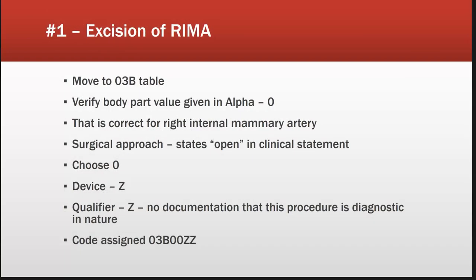We verify our body part value of 0. Then we choose our surgical approach. Per our clinical information, the surgical approach was open. The character value for that is 0. Then our device character value is Z. There was no device left in this patient or addressed. There was no device already there.